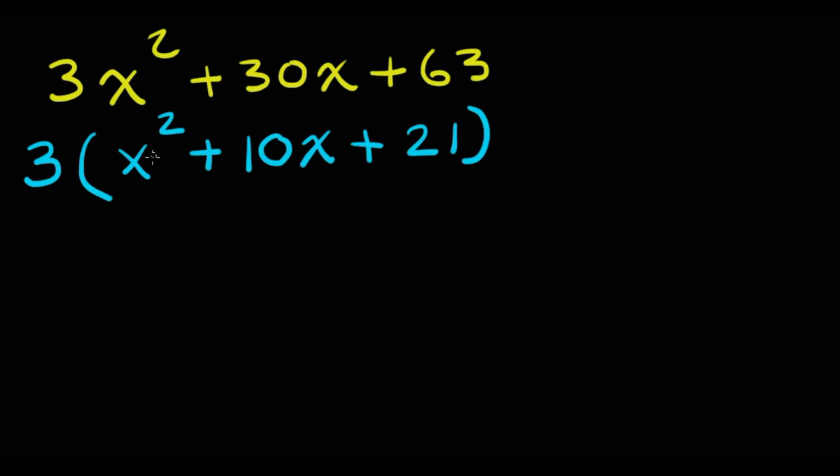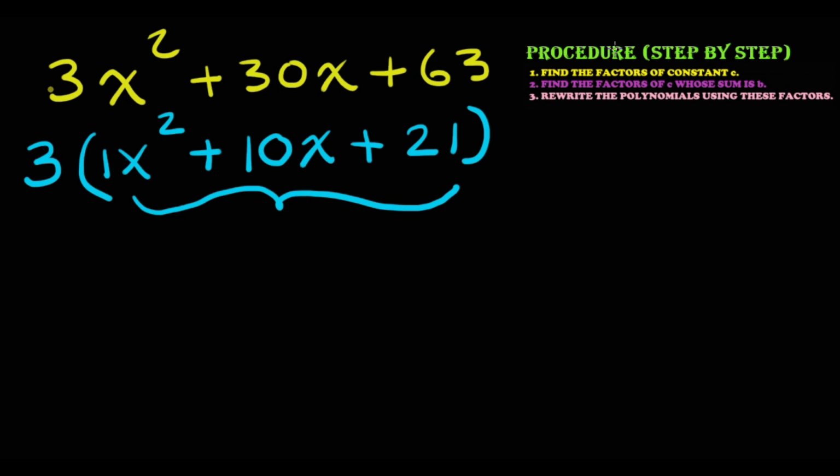So if you look inside the parentheses, it's a trinomial where a is 1, because your leading coefficient here is 1. Okay? So we're going to go ahead and factor this trinomial, just like we did with the last 4 problems. So we're going to bring in the procedure of how to do it. So here's the procedure, step by step. Step 1, step 2, step 3. Step 1 is to find a factor of constant c. So what is your constant c?